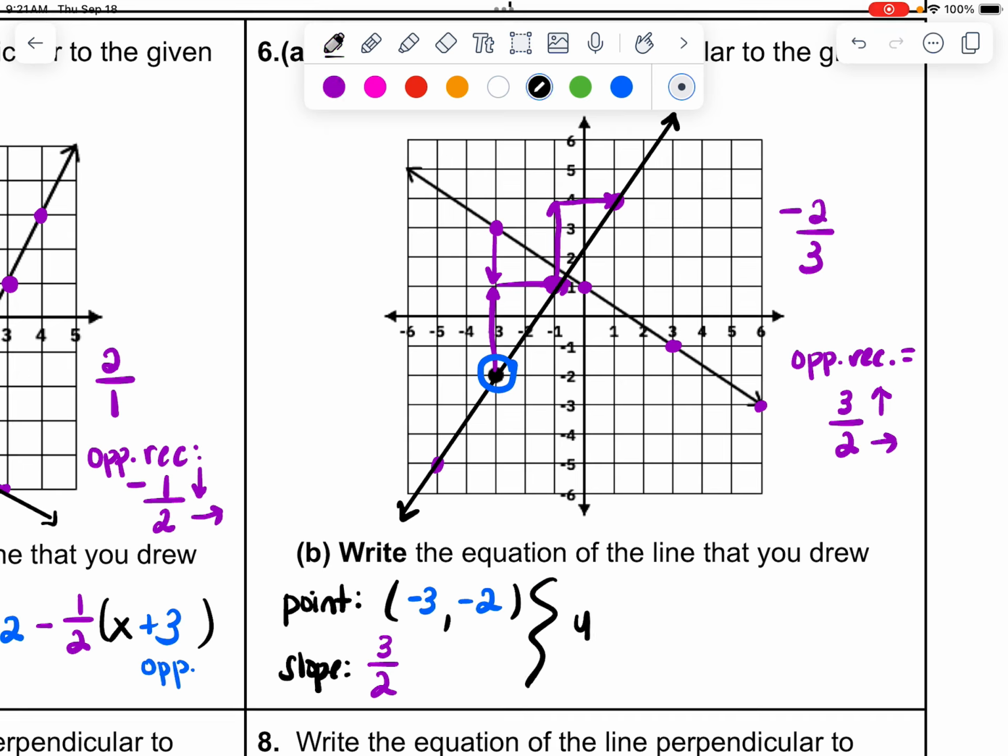Then I'm going to write my equation. Y equals my y, which is negative 2, plus 3 over 2, and then parentheses x, and inside of the parentheses is going to be a plus 3 because that number should always be the opposite of the number that you started with.